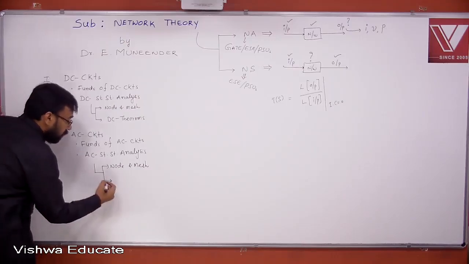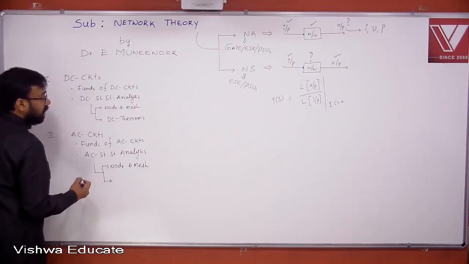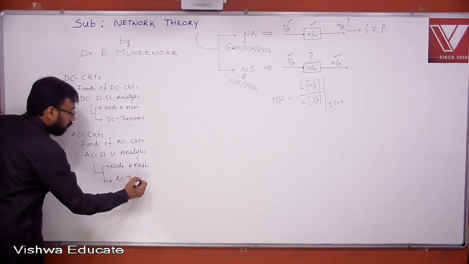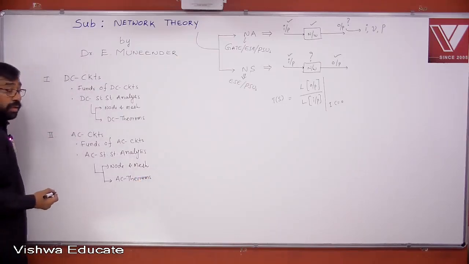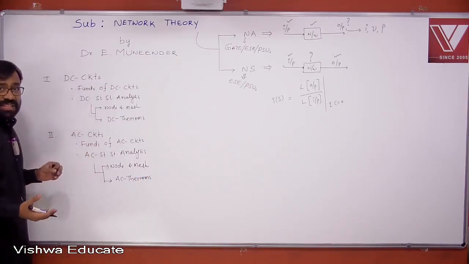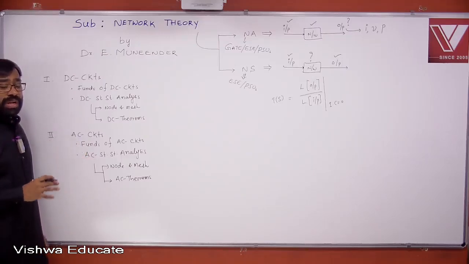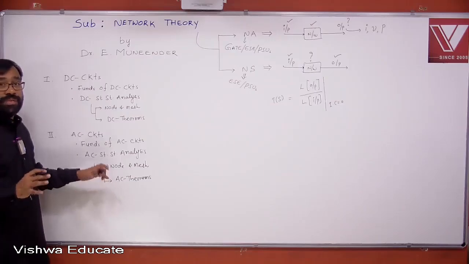Yes or no? Then here, in AC steady state analysis, AC theorems. You're dealing with what? AC theorems. What is the difference between DC theorems and AC theorems? The statements are the same, except maximum power transfer. All statements are the same for Norton's theorem, Thevenin's theorem, superposition. Every theorem is the same, Millman's and everything, except maximum power, that we will see.